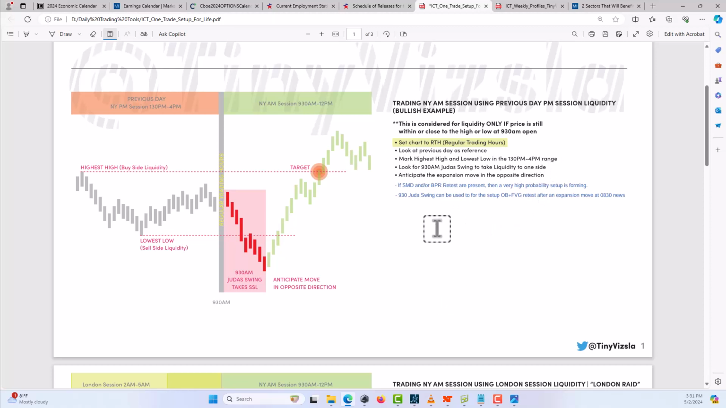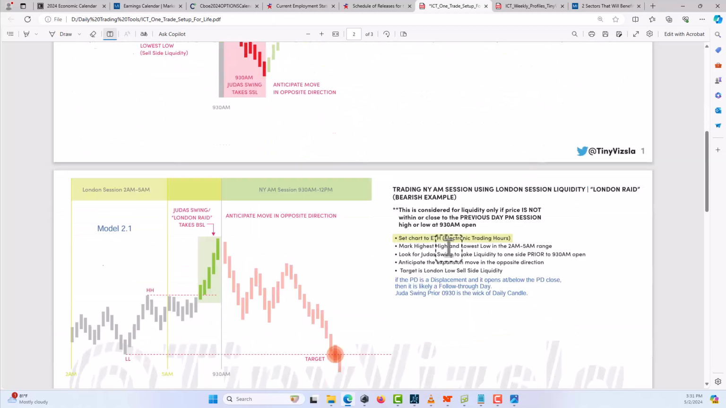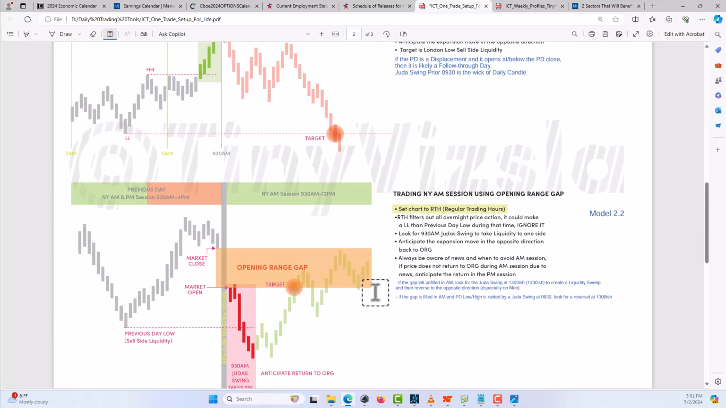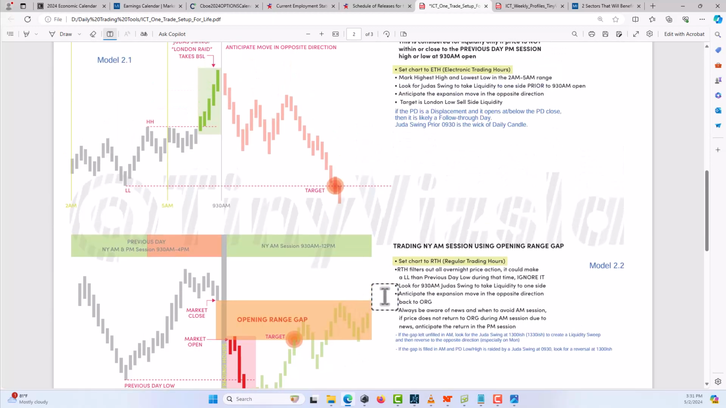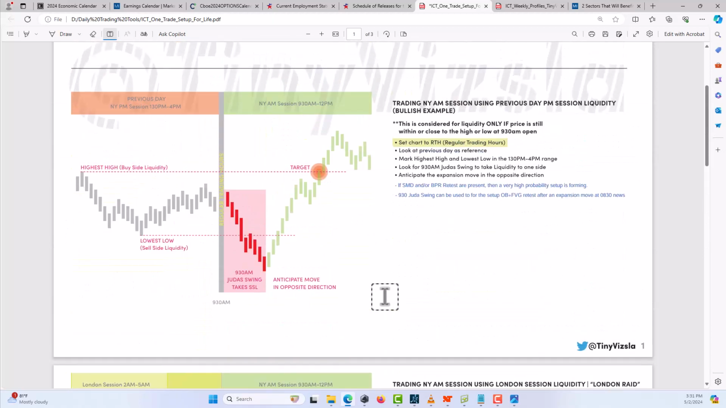If the smart money reversal can be used for the order block retest after the expansion, we don't have a 30-minute one today, but we can apply this model because it did raid. So we can blend between this model, blend two models, this model or this model?